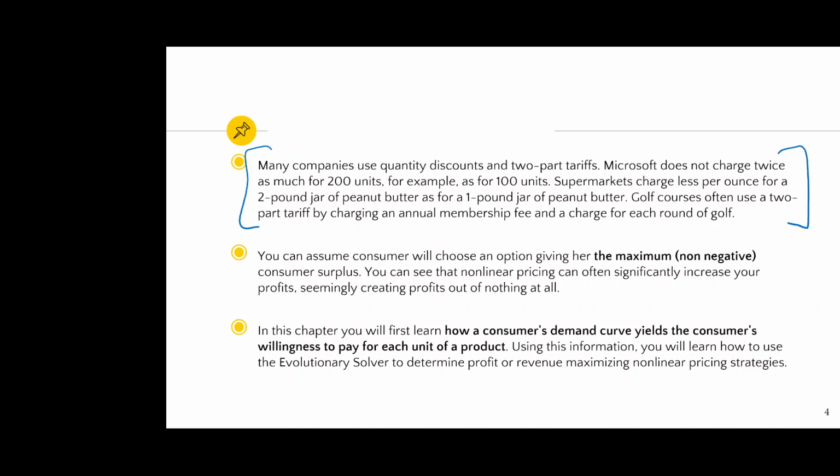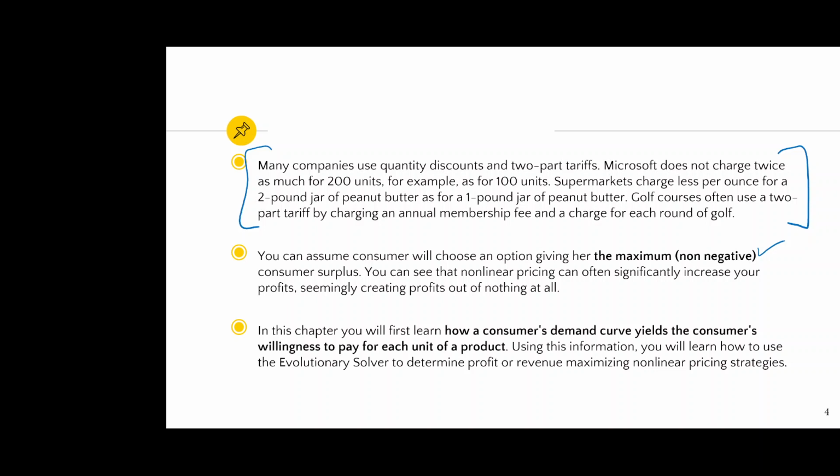Now, you can assume that the consumer will choose the option giving her the maximum non-negative surplus. So you can see that non-linear pricing can often significantly increase your profits, and we will see a practical example. In this chapter, we're going to be introduced to a new concept. In bundling, we were introduced to the consumer surplus. In this chapter, I'm going to be introducing you to something called the consumer's willingness to pay for each unit of product. Students who took economics find this very easy.